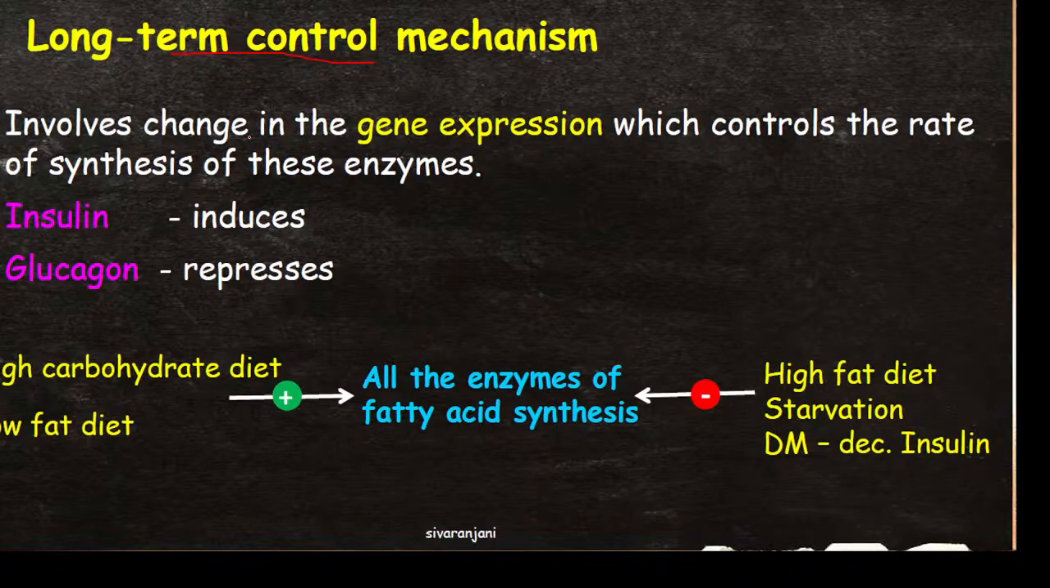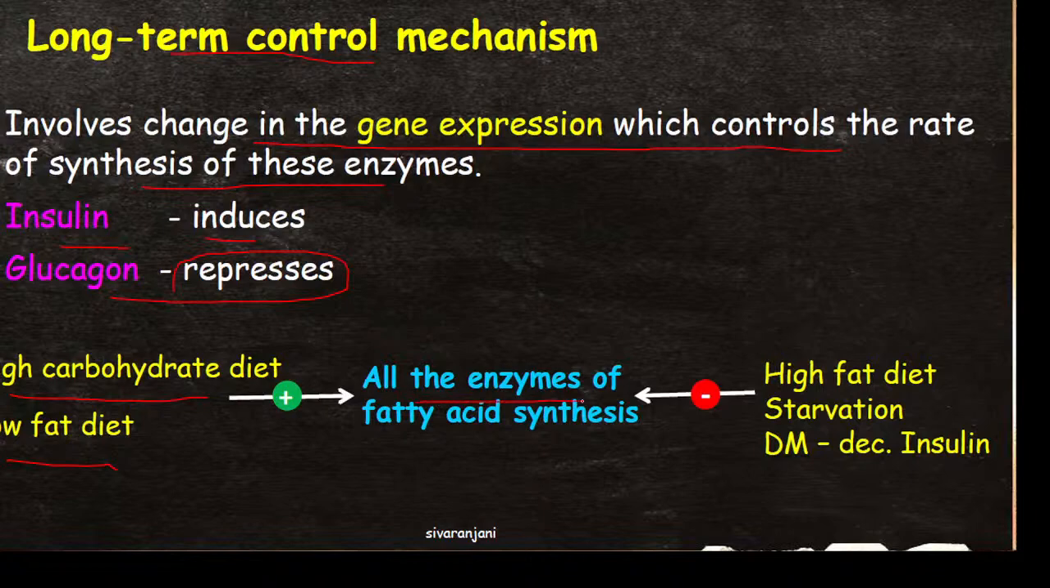Long-term control mechanism: here it involves a change in gene expression, which controls the rate of synthesis of these enzymes. Insulin induces the enzyme acetyl-CoA carboxylase, whereas glucagon will repress or deactivate it. A high carbohydrate diet and low fat diet will induce fatty acid synthesis, because a high carbohydrate diet will increase the level of insulin, and that will promote fatty acid synthesis.